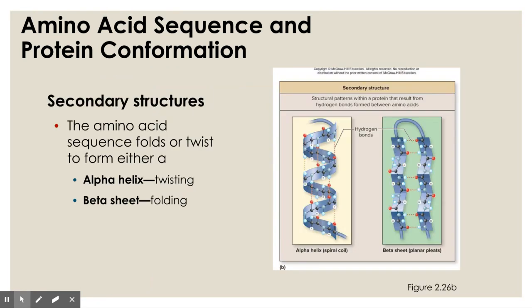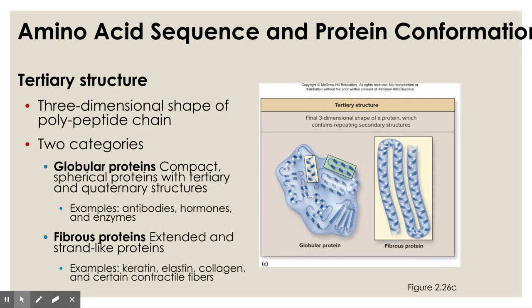The secondary structure is a little bit modified. It's where we get some folds or twists to make an alpha helix or a beta sheet. That's just these sort of complexes held together with hydrogen bonds. Then we go to tertiary structure. This is where we start to bend and fold and make a 3D structure for our protein.